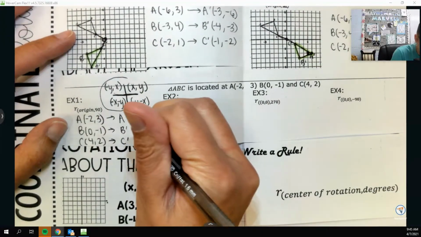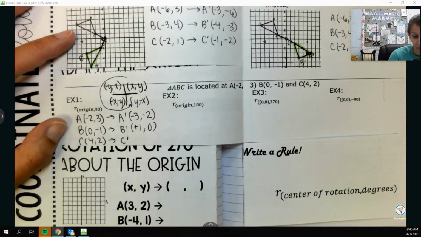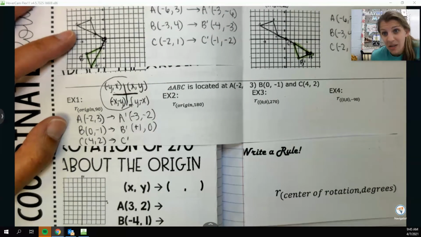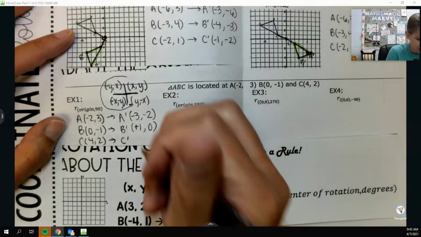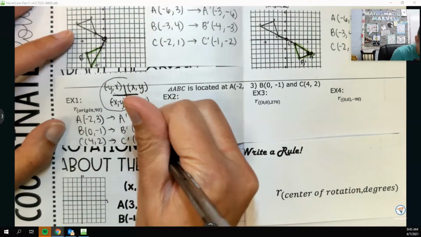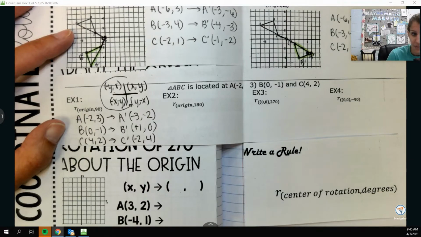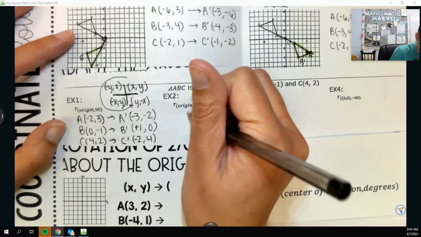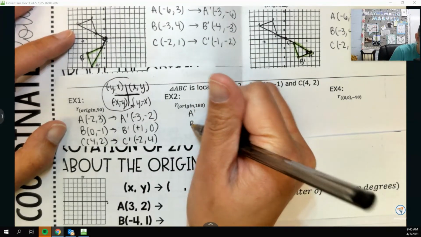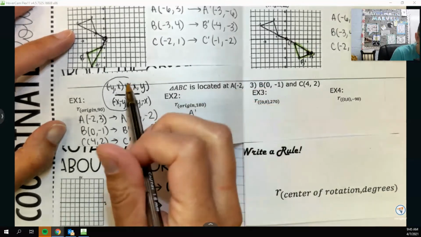Swap, change the sign of the first one. Which if you leave the plus in front, who cares? Just, it's fine. Swap and change the sign of the first one. And there you go. On the next one, if I'm rotating 180 degrees, that means I'm traveling 2 quadrants.